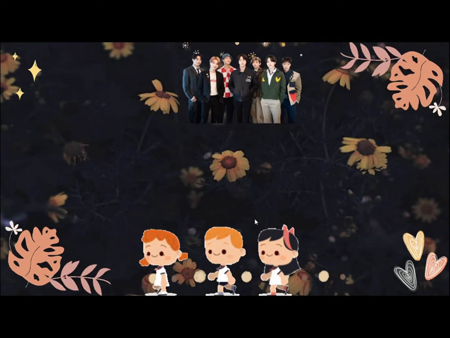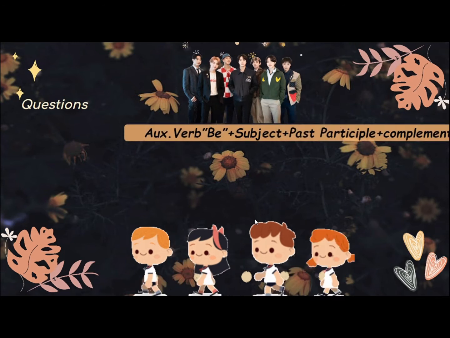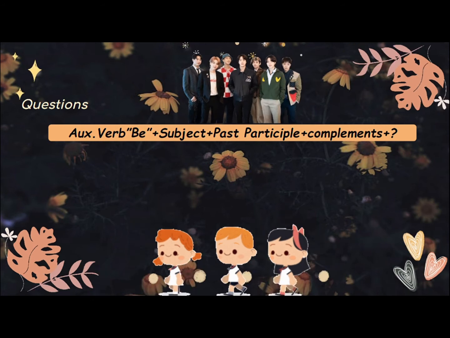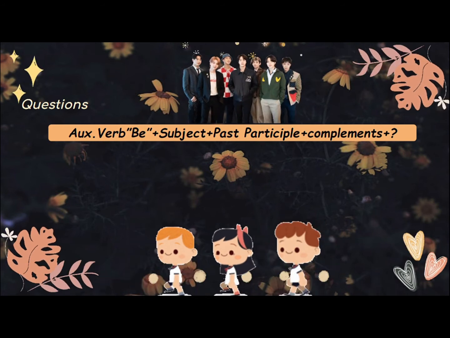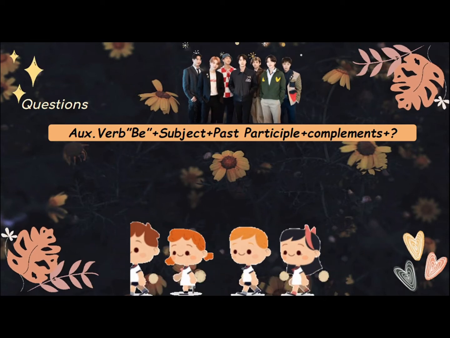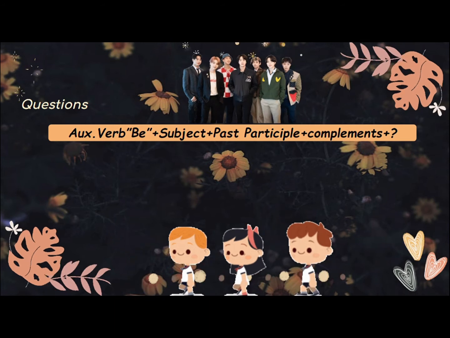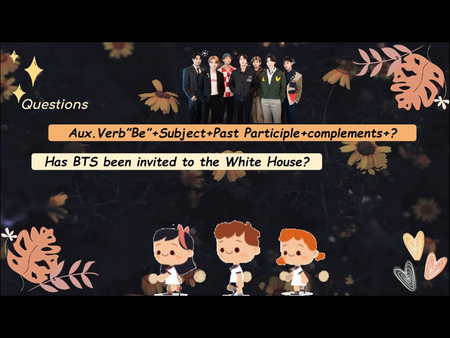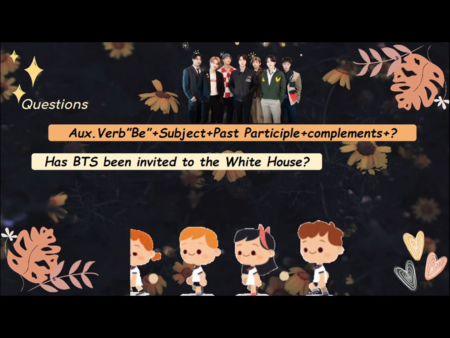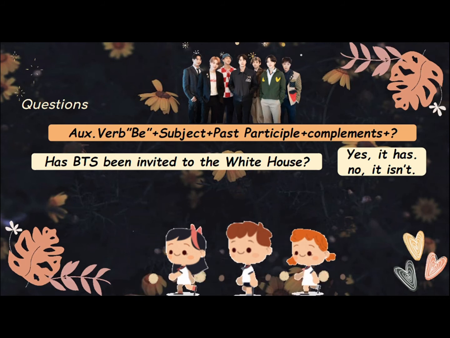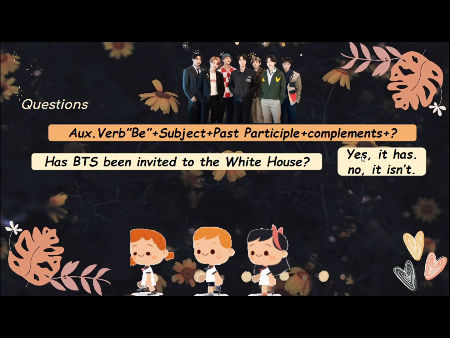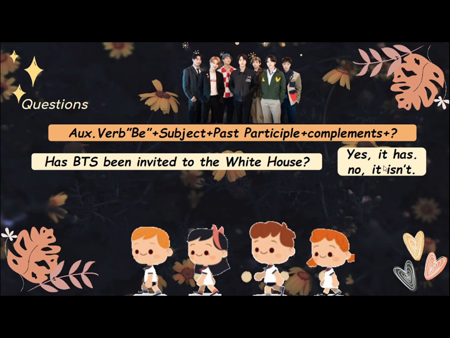And for yes/no questions, we follow this structure: auxiliary verb to be in its different forms, plus subject plus past participle of the main verb plus complements plus question mark. For example, has BTS been invited to the White House? Yes, it has. And remember, for the short answers, we need the auxiliary.